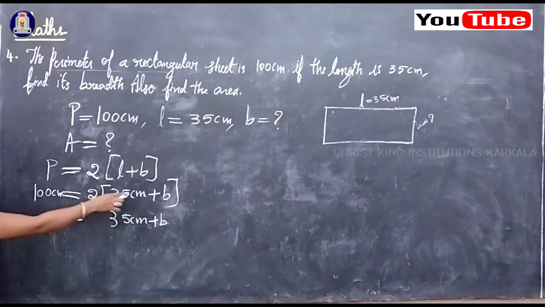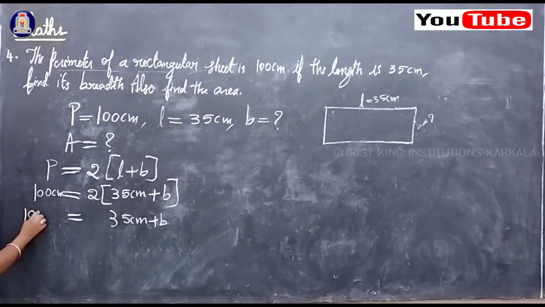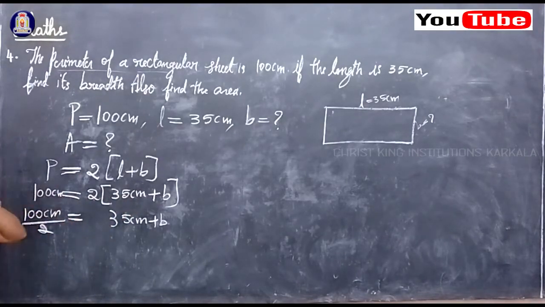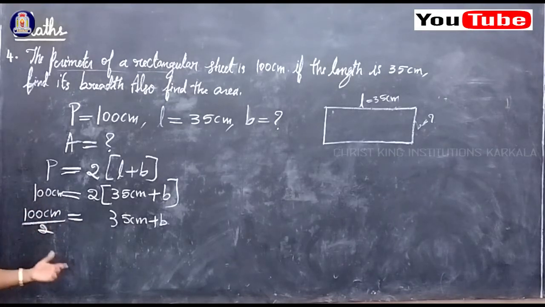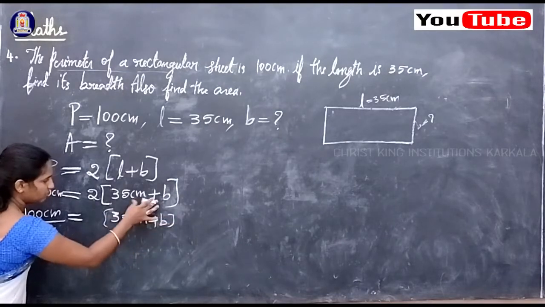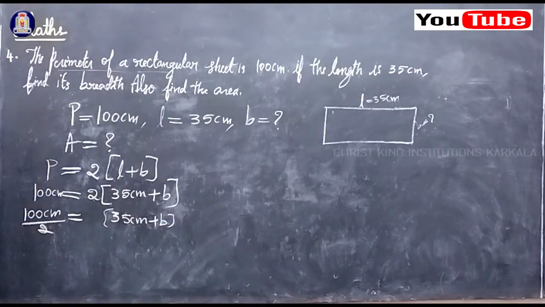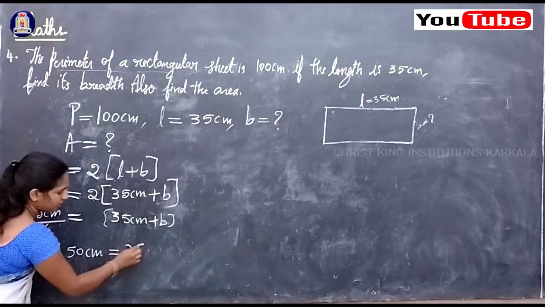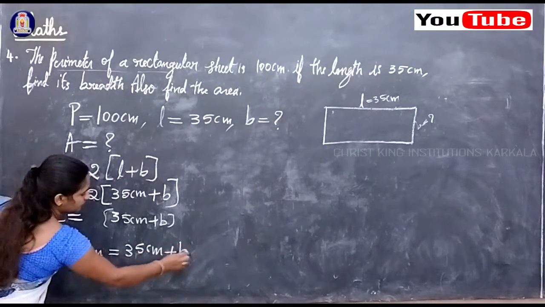Okay. This 2 is multiplied, so it will divide on the other side. If 2 is multiplied and you bring it to the other side of the equal sign, it will divide. So now what is remaining? So here you have to divide by 2. 100 divided by 2. 2 1s are 2, 5s are 10. So that means 2 50s are 100. So the answer is 50 centimeter is equal to 35 centimeter plus B.